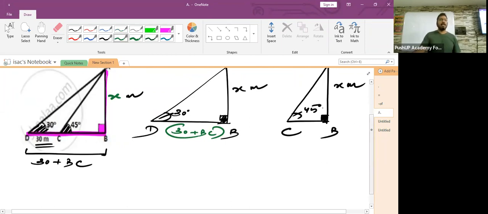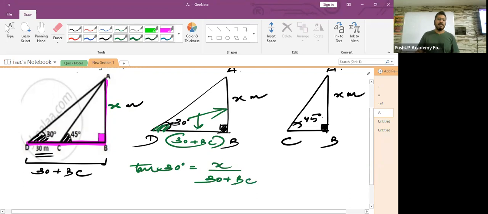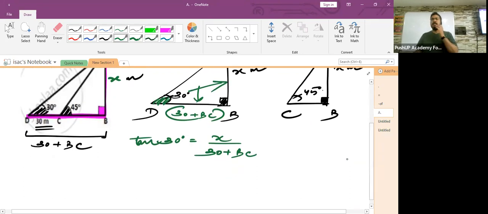Now, children, with reference to the first triangle ABD, which function do you want to use? Tan function. Why? Because with reference to this 30 degrees, AB is what we have to find, which is opposite, and DB is given to you as 30 plus BC. So as opposite and adjacent, you can use the tan function. Is it clear? So tan 30 is equal to opposite AB, which is x, upon adjacent DB, which is 30 plus BC. How much is tan 30? 1 by root 3 is equal to x upon 30 plus BC.